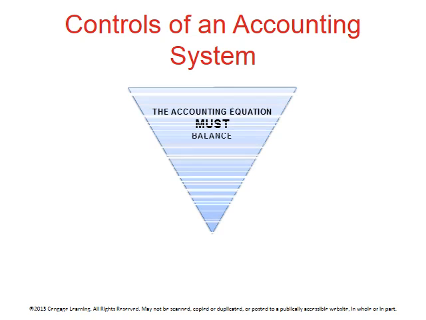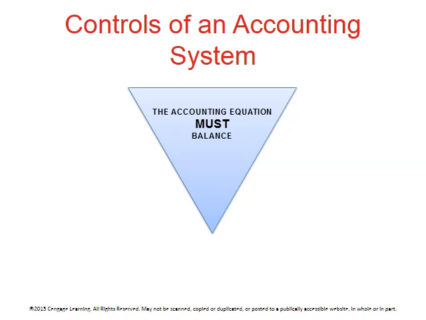So if we look at some controls of an accounting system, always, the accounting equation must balance. Assets equals liabilities plus equity. As we move forward in this course and you analyze a transaction and your analysis takes the accounting equation out of whack, that means something is wrong, and that's a trigger to go back and look at it. The accounting equation always has to balance in accounting.